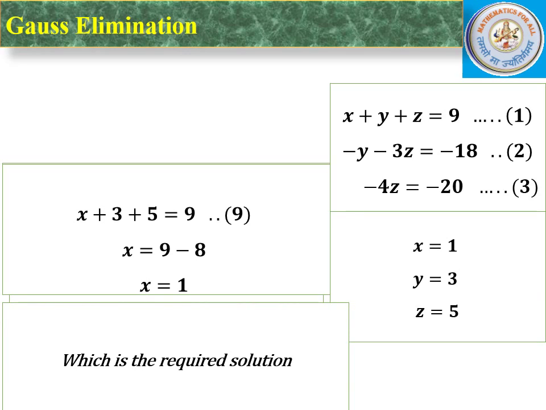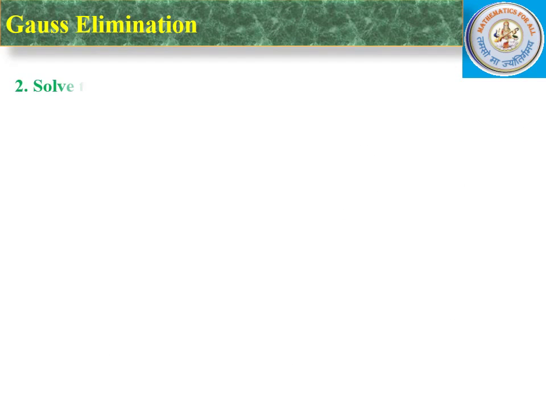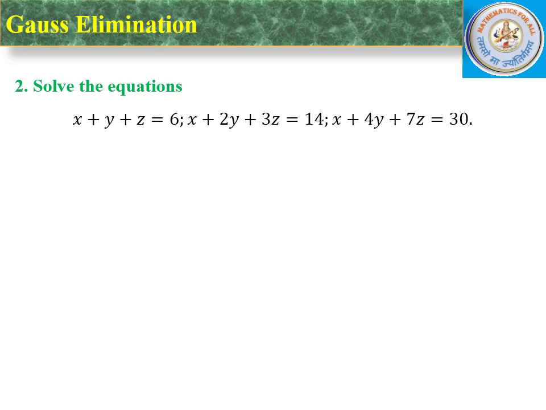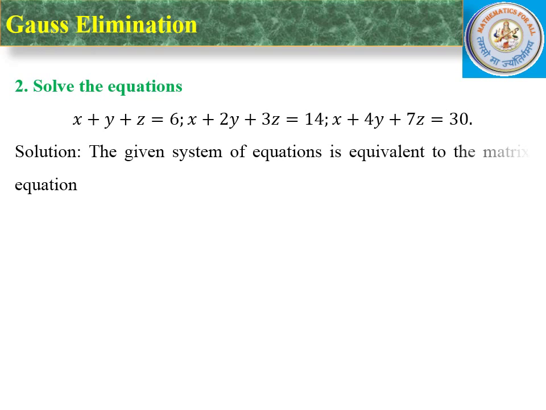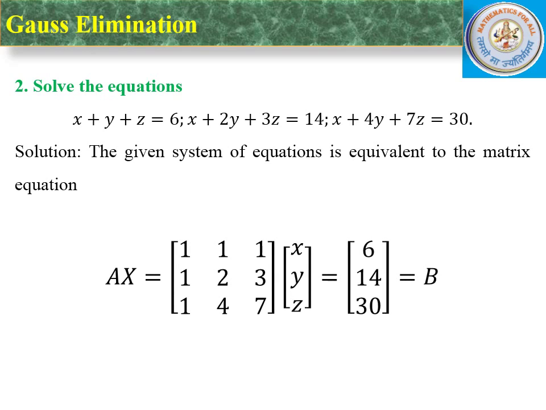Thus these steps are required in the Gauss elimination method. So very quickly we will see one more example here. Suppose we are given the equations x plus y plus z is equal to 6, x plus 2y plus 3z is equal to 14, x plus 4y plus 7z is equal to 30. So what we do now is represent it in the matrix form Ax is equal to b. So it is 1 1 1, 1 2 3, 1 4 7 according to the given equations, and the column matrix is 6, 14 and 30.